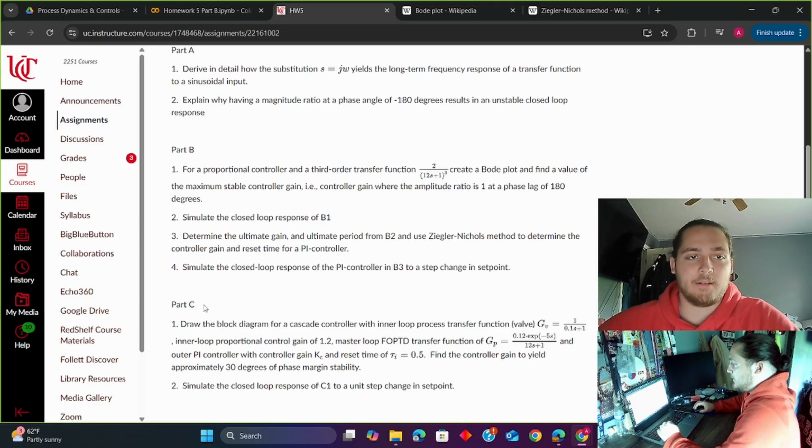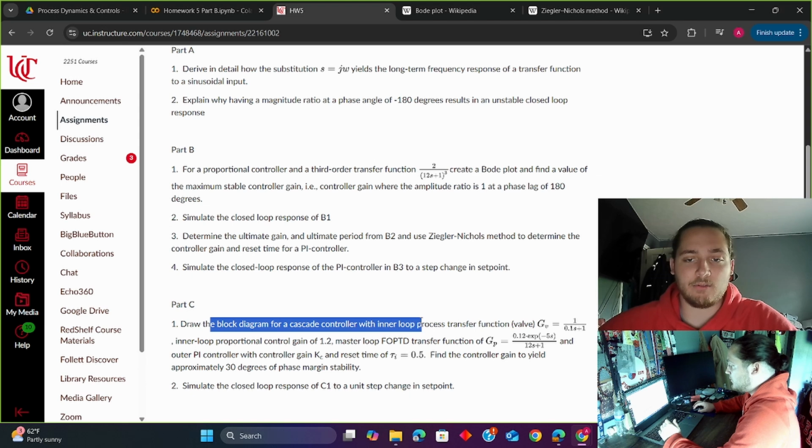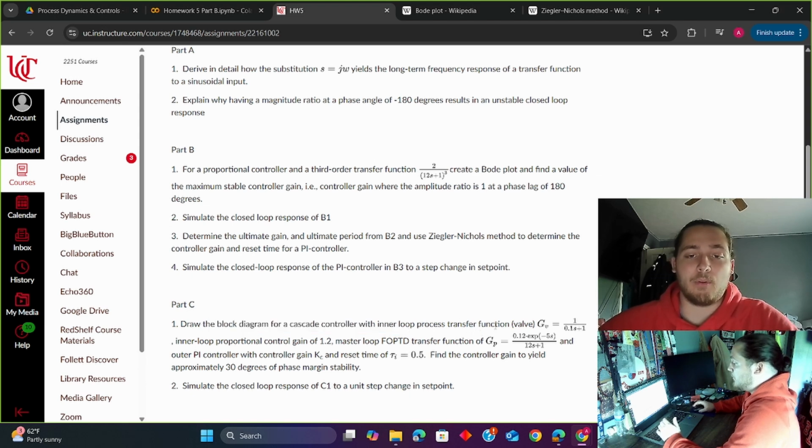Hi, welcome back. This is going to be homework 5, part C 1 and 2. So we had just finished drawing the block diagram for the cascade controller. We are now going to want to import this into our code, and we are going to want to use our process transfer function for our valve GV, and that's going to be equal to 1 over 0.1s plus 1, in which the inner loop proportional controller gain is equal to 1.2. And then our master loop first order plus time delay transfer function is going to be equal to 0.12 times e to the negative 5s, over 12s plus 1.